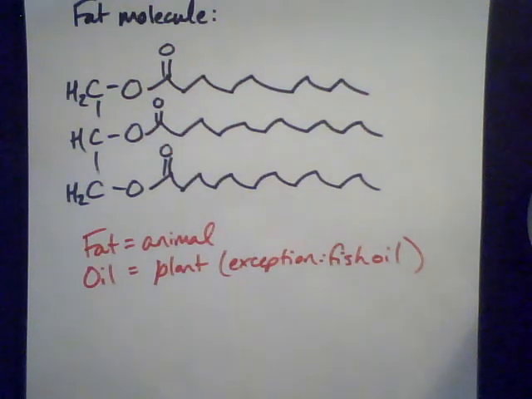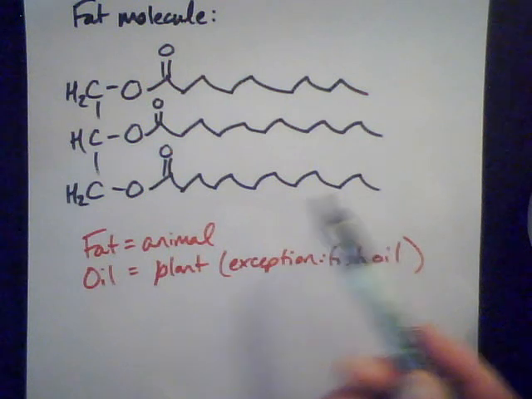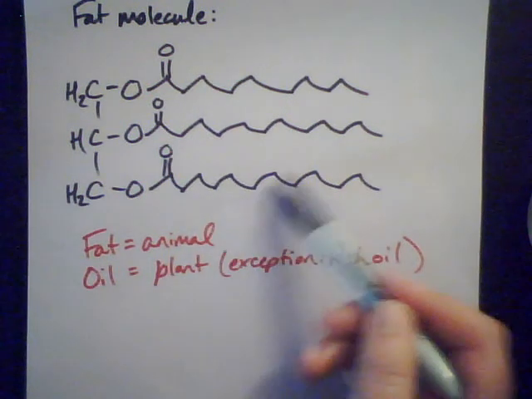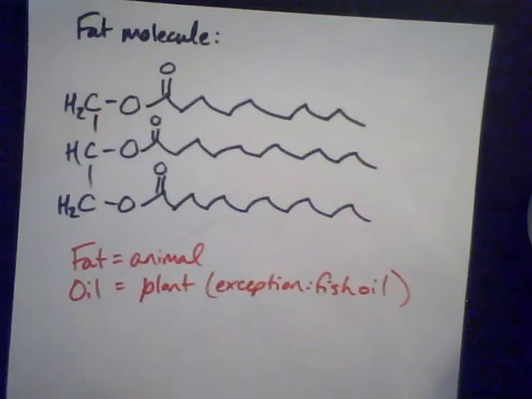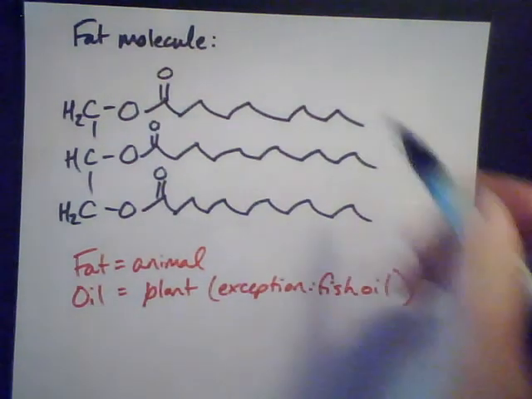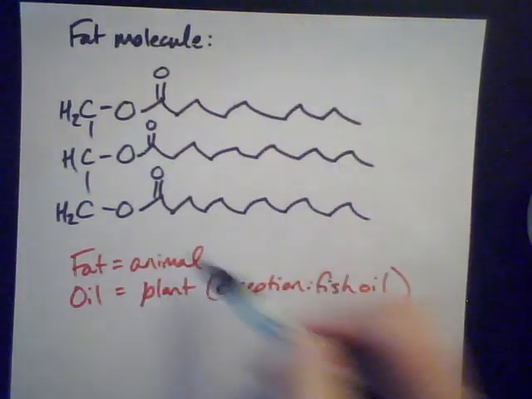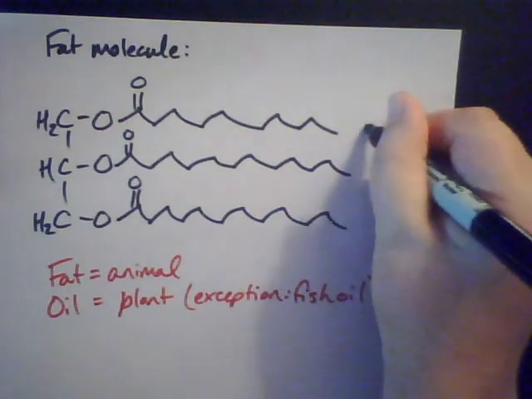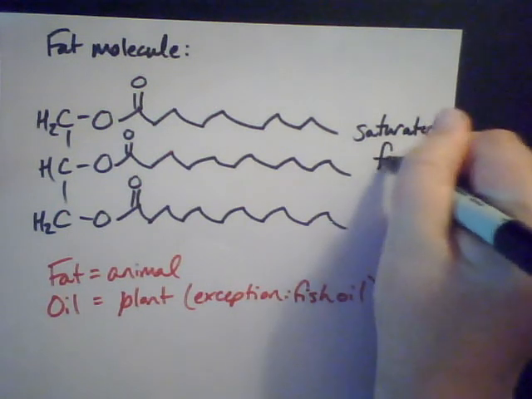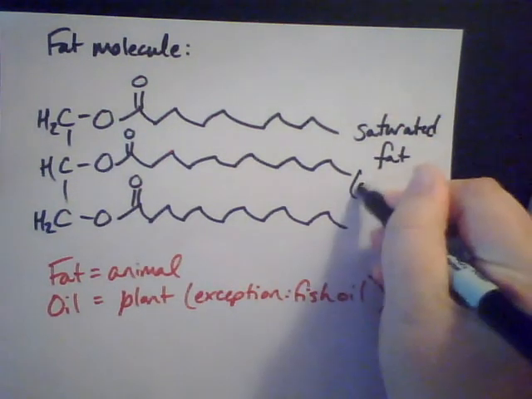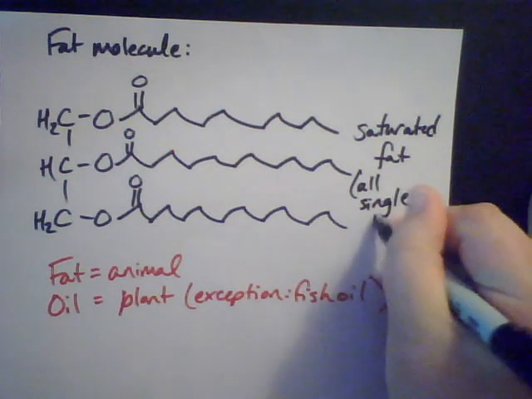Now you'll see that in my fat molecule here, all of the carbons in my hydrocarbon chains, so all of these carbon to carbon bonds, are all single bonds. So we said when we were talking about organic molecules that when we have all single bonds, those carbons are saturated. So we call this, because of the saturation of my carbons here, a saturated fat. So it's all single bonds in those hydrocarbon chains.